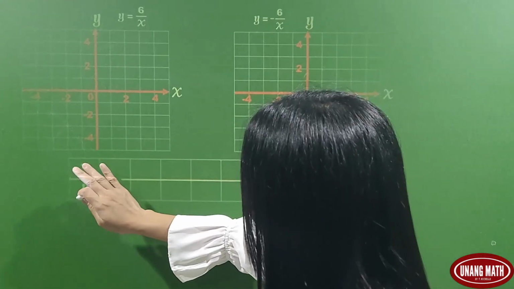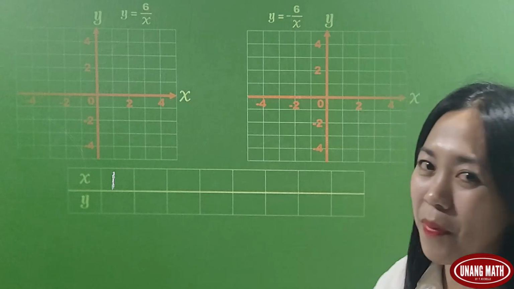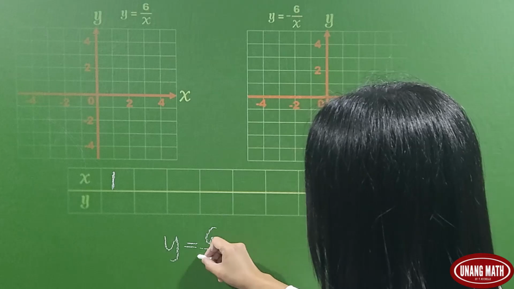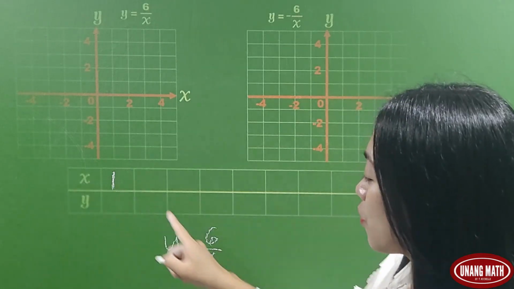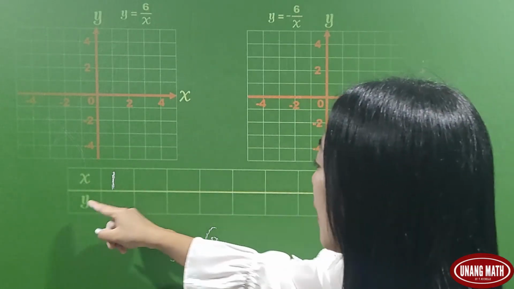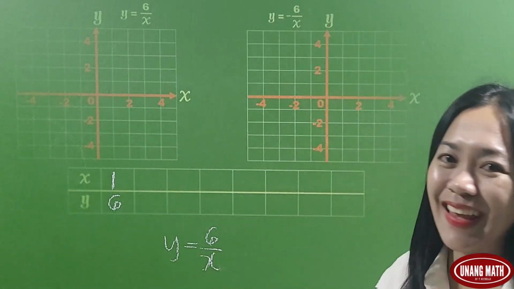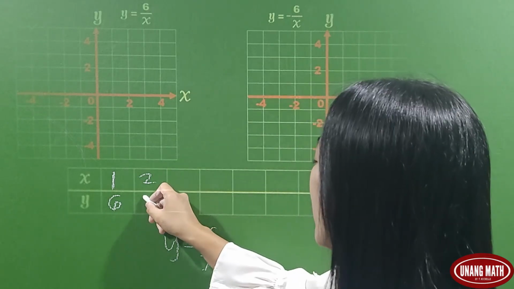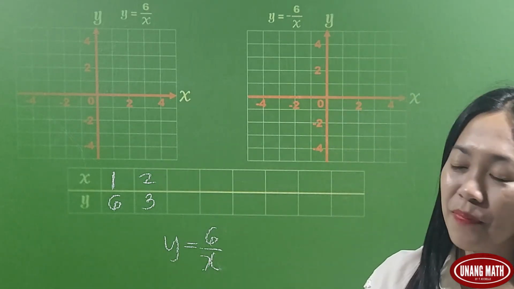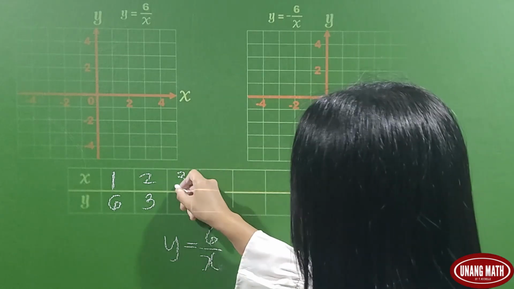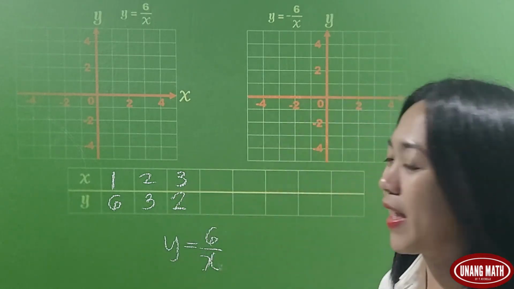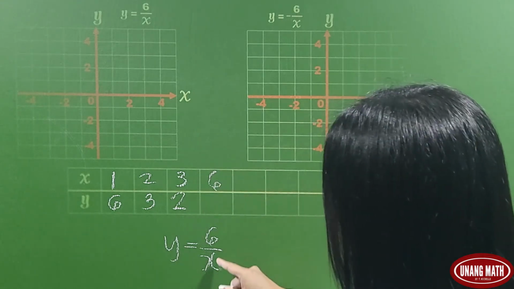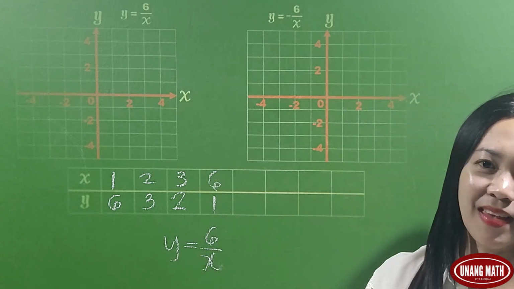Let's say x is 1, or positive 1. So in this equation, y is equal to 6 over x. If x is 1, then 6 divided by 1, y is equal to 6. What about if x is 2? Then 6 divided by 2, that means y is 3. If x is 3, then 6 divided by 3, so y is 2. How about if x is 6? So 6 divided by 6, then y is 1.